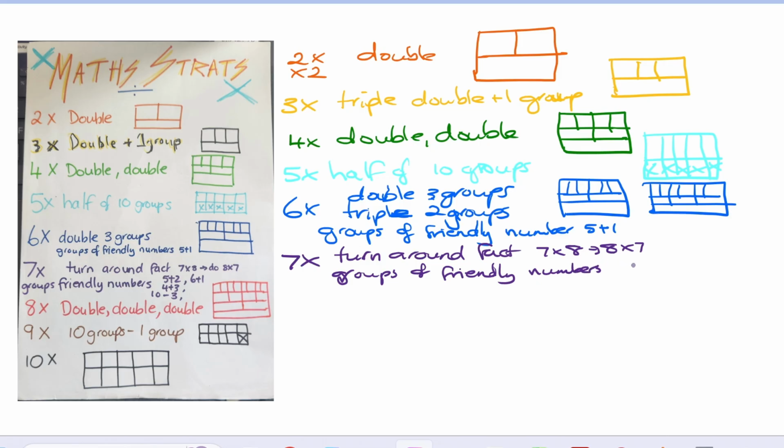So, for example, I might see 7 as 5 and 2 more groups. I might see it as 6 and 1 group. I might see it as 10 take away 3 groups. I might see it as 4 and 4 groups plus 3 groups. It doesn't matter how I see 7.